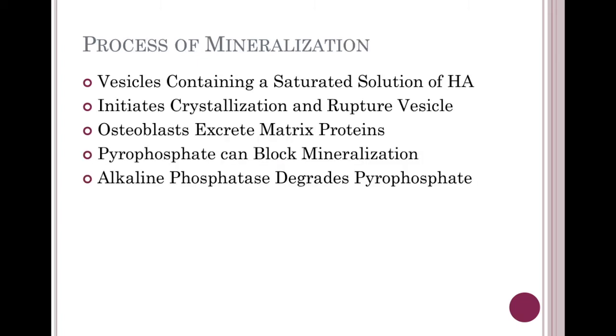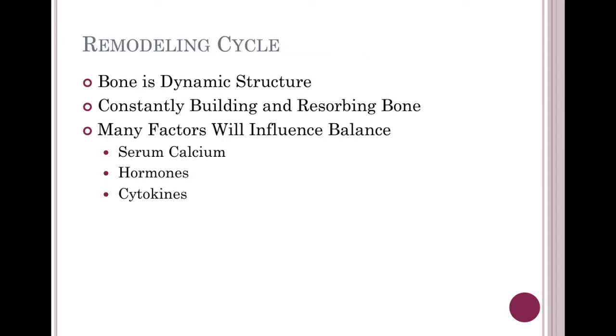The process of mineralization, or laying down bone, is created by vesicles that contain a saturated solution of hydroxyapatite. This initiates crystallization, and the vesicles rupture, and the osteoblasts excrete proteins, the collagen in particular, as a template for bone formation. Pyrophosphates can block mineralization, and alkaline phosphatase degrades pyrophosphates. When we start talking about bisphosphonates, we'll see how they are essentially a stand-in for pyrophosphate, and it prevents this process.